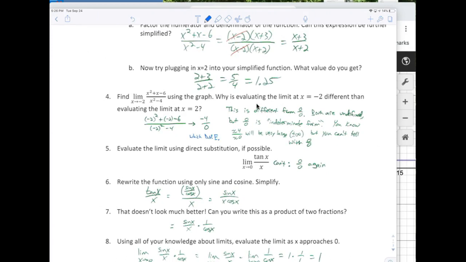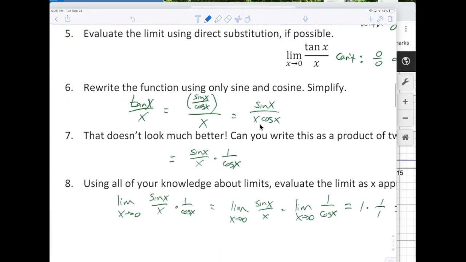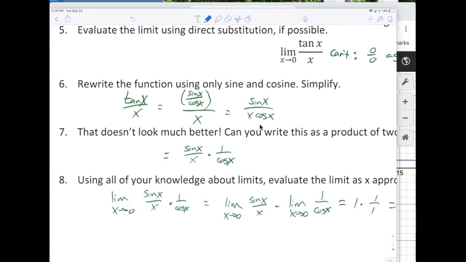Question number 5 says use direct substitution if possible. We run into trouble again, because if you find the tangent of 0, it's 0, and if you plug 0 in for x, it's 0, so you get 0 over 0 again. But if we rewrite it using sines and cosines, we can turn tangent into sine over cosine. And now I've got this 3-level fraction, so I might consider doing some algebra here.